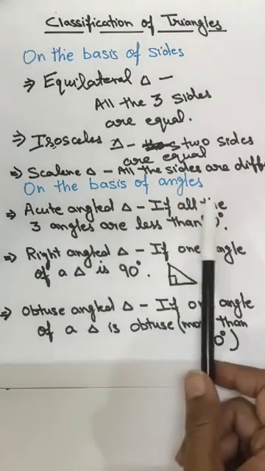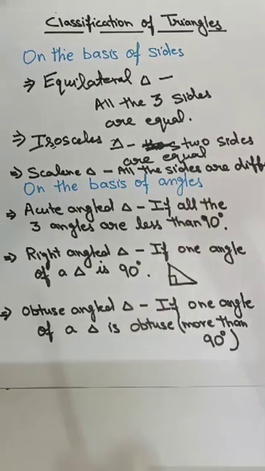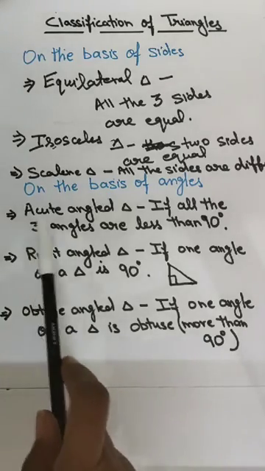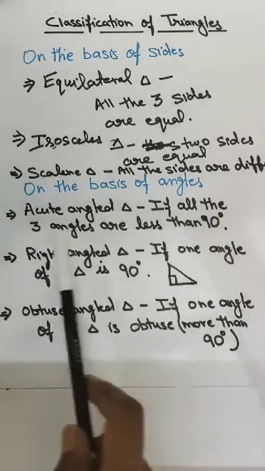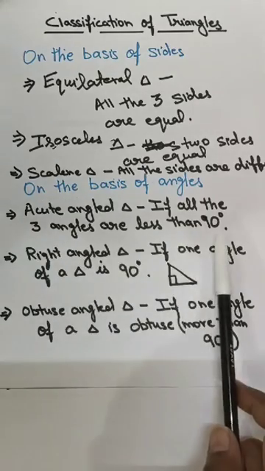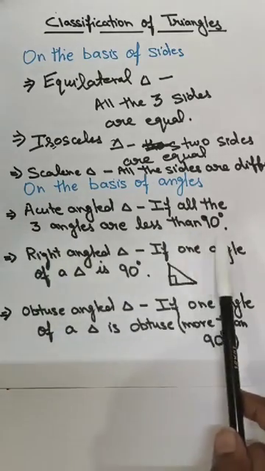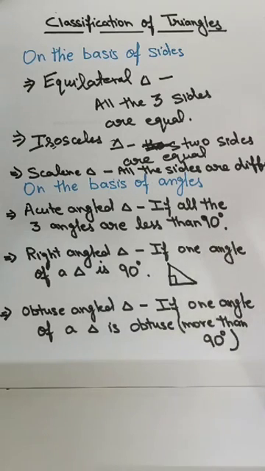On the basis of angles. See beta, when we are classifying the triangles on the basis of angles, then we will not see the sides, whether their sides are equal or unequal, or how many sides are equal. As we are classifying it on the basis of angles, we will see only the angles. First is acute angle triangle. If all the three angles are less than 90 degrees, if all the three angles are acute, then a triangle is said to be an acute angle triangle.